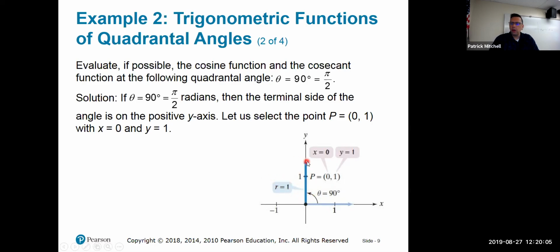Okay. So now we have x is 0, y is 1, r is 1. Again, we're doing cosine and cosecant. The cosine is still x over r. So the cosine of 90 degrees is 0. The cosecant of 90 degrees would be 1 over 1, which is 1.